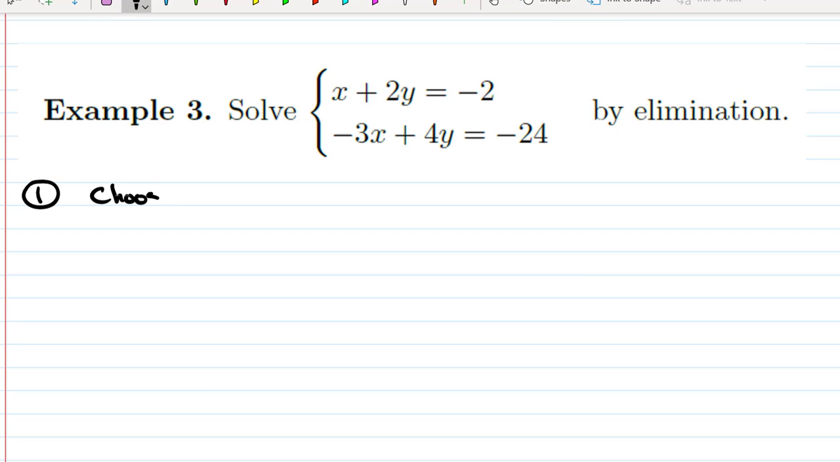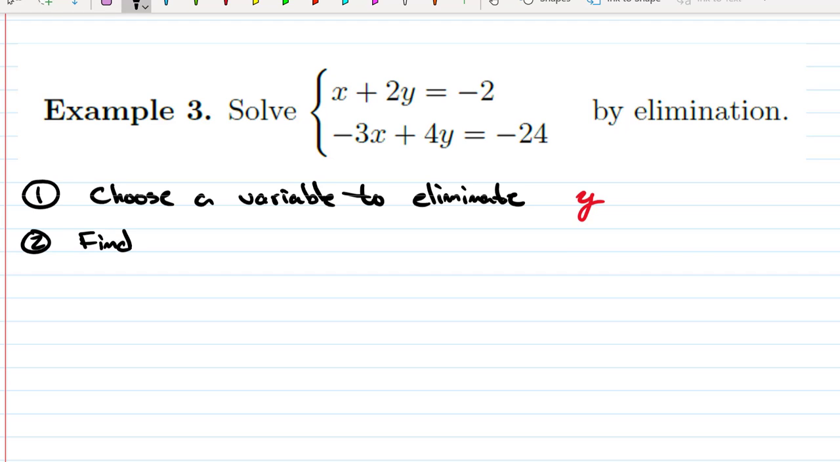So step 1, we choose a variable to eliminate. As I said, for no reason whatsoever other than I chose y, that's the one I'm going to pick. And then step 2 is we find the least common multiple, or the LCM, of the y coefficients.